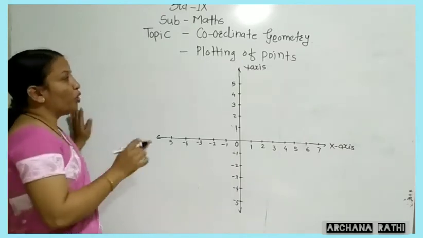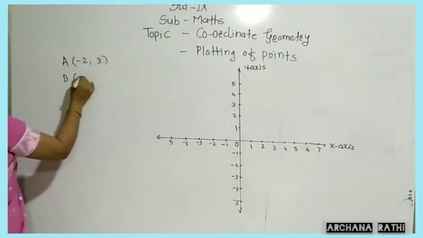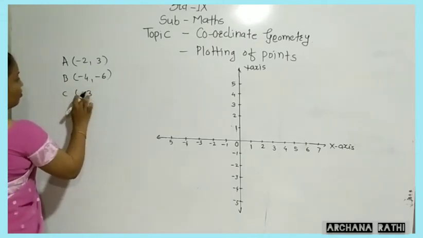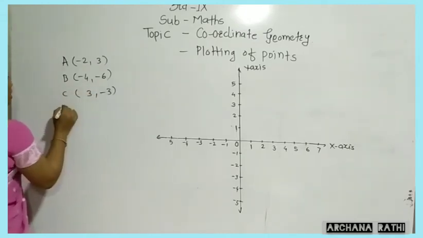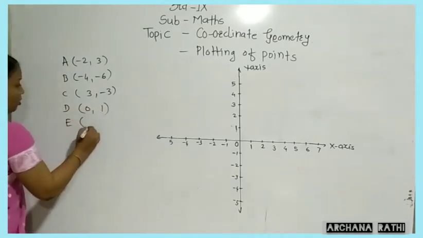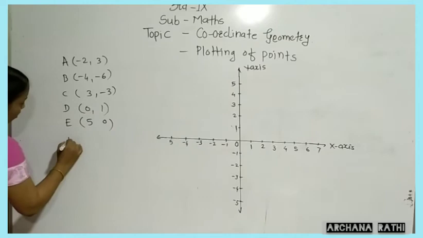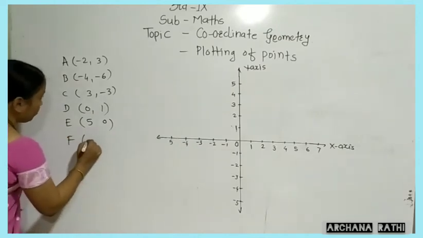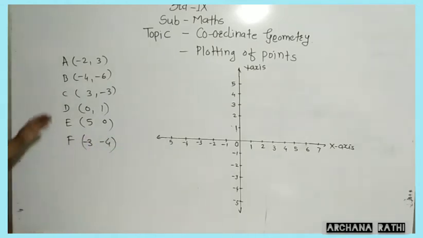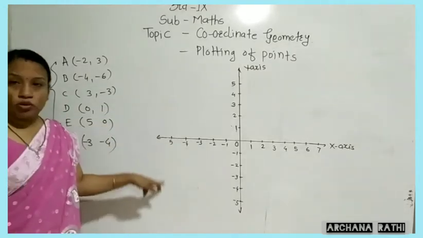Now, how to plot the points? Suppose point A is given as (-2, 3). B is given as (-4, -6). C is given as (-3, -3). D is given as (0, 1). E is given as (5, 0). And another, F is given as (3, -3), (-3, -4), like this. Now we have to plot all the points on this Cartesian plane. This is completely called the Cartesian plane.